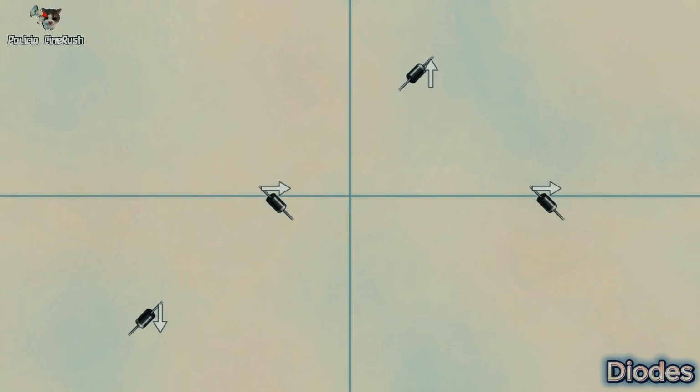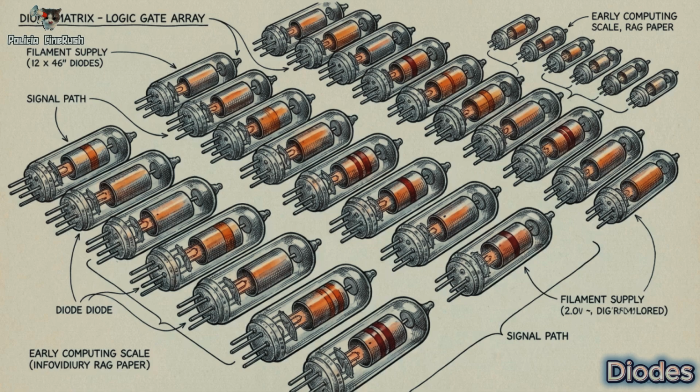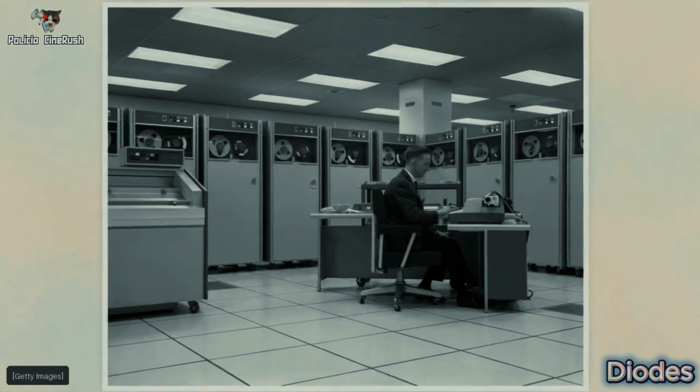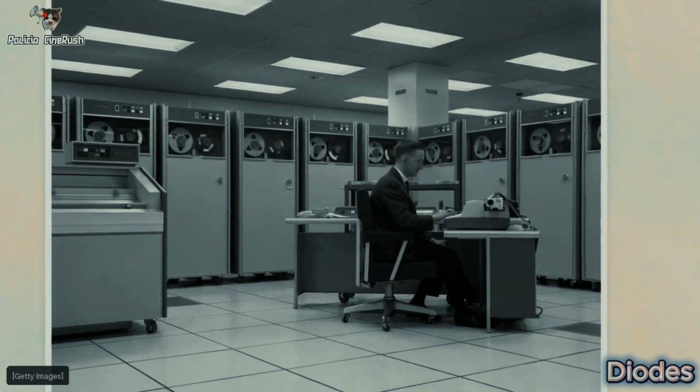In the early days of digital computing, stringing thousands of these physical valves together was the only way to perform logic operations, which is why early mainframe computers required entire rooms to house them.